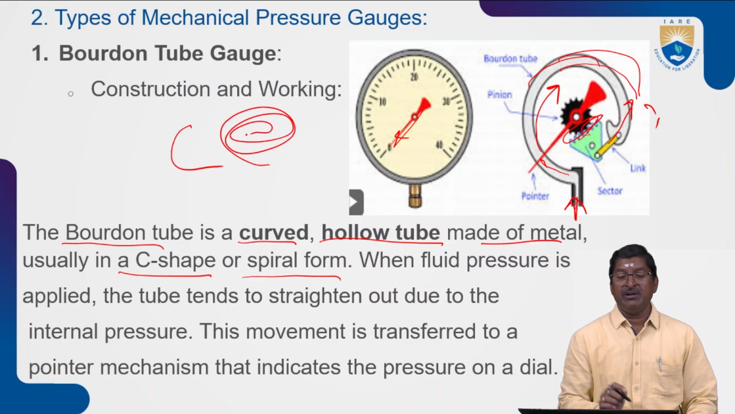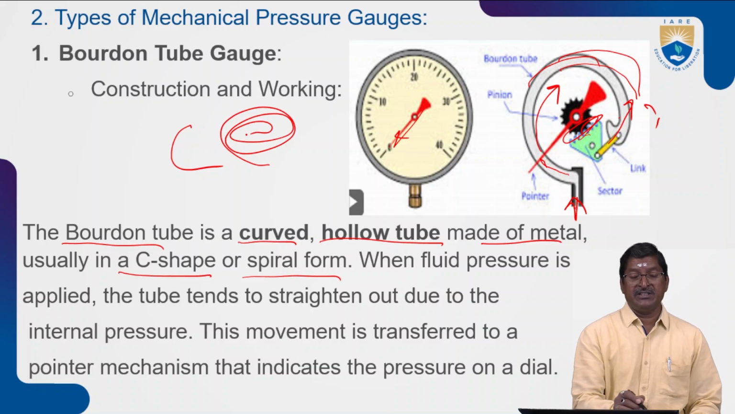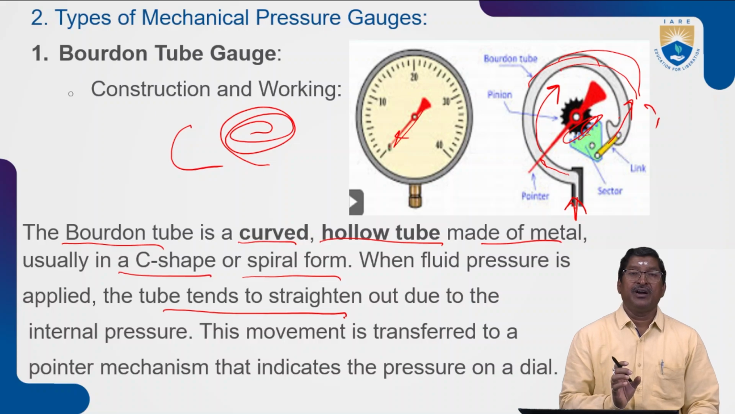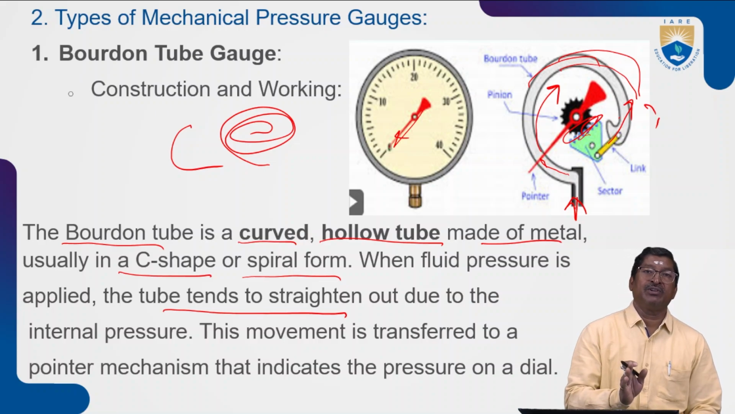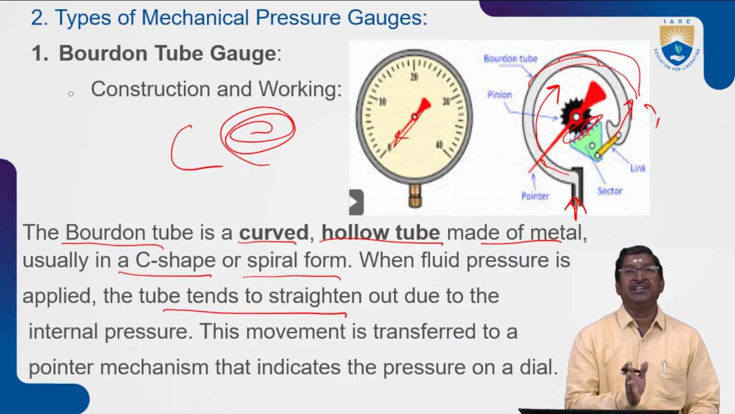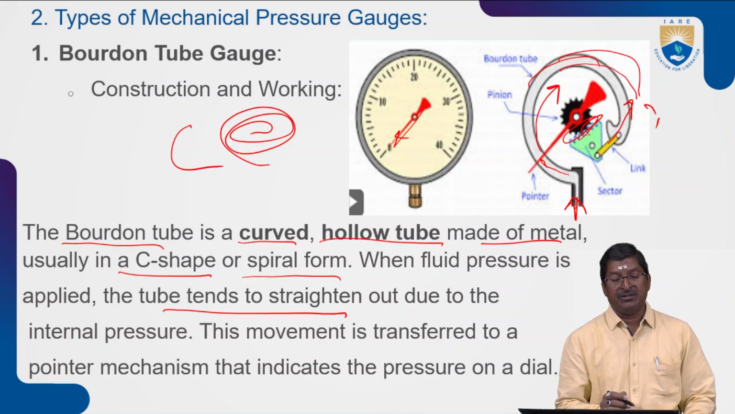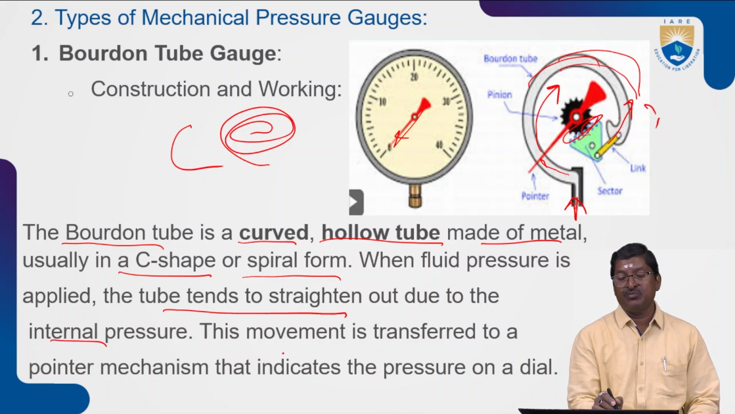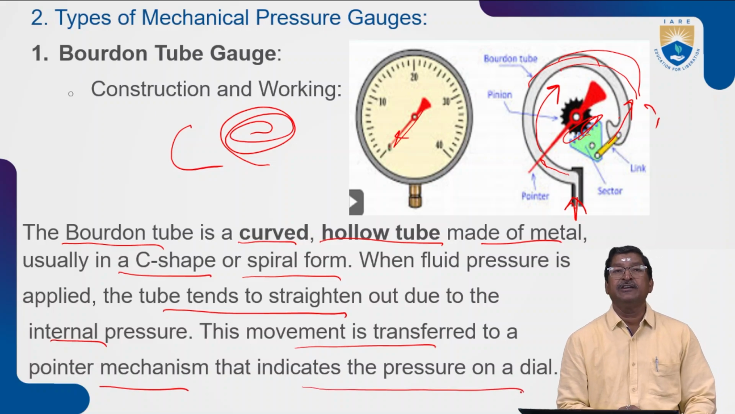So when fluid pressure is applied, the tube tends to straighten. Whenever the pressure is increasing, it tries to straighten. The C-shape or spiral shape will turn straight due to the internal pressure. This movement is transferred to a pointer mechanism, which indicates the pressure on a dial.